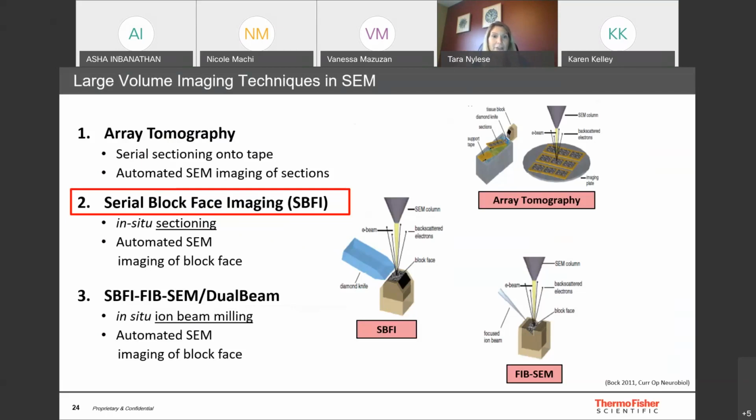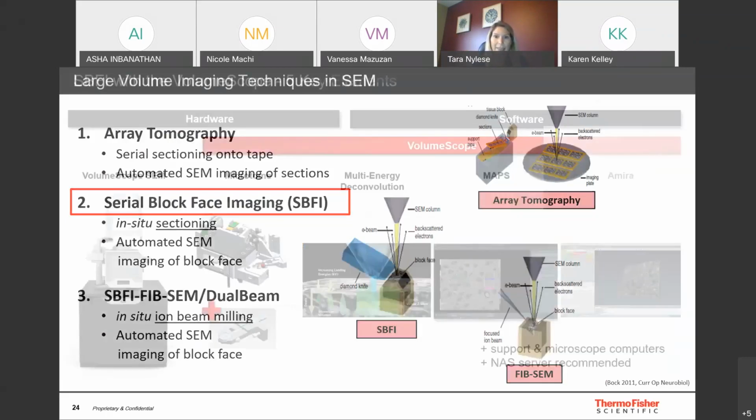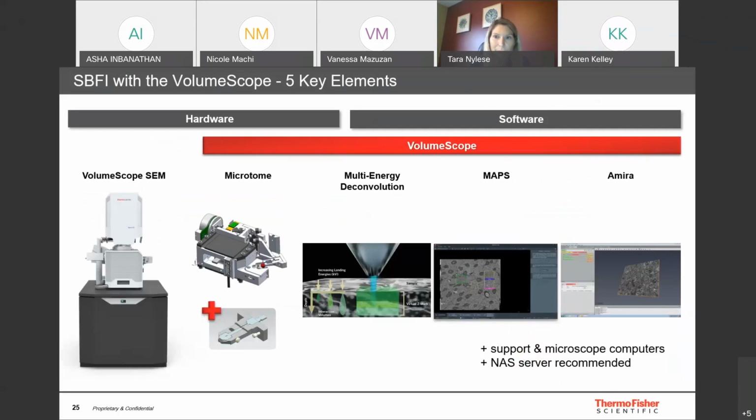And serial blockface imaging in the middle actually uses a block inside the SEM and a physical microtome or a diamond knife inside of the SEM that continually cuts away the surface. Now, one of the things to keep in mind is how it's done, and I'll show you a little bit more on how it's done in a moment.